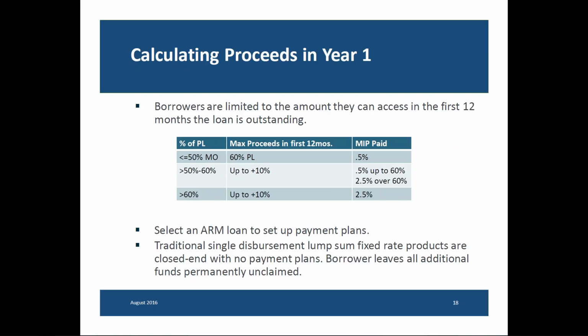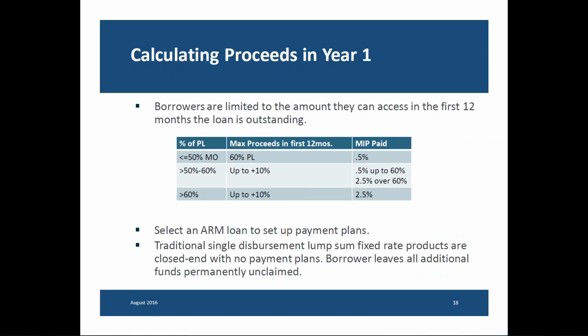Now the middle there, let me touch that because that'll kind of clarify it and bring it all together for you. The middle is the only group with a choice. If they're anywhere from greater than 50% up to 60%, they could get maximum proceeds up to the PL plus 10%, and they have an option of drawing an additional 10% over and above the monthly obligations. But they do have an option on what they want to do. If they go up to 60% of monthly obligations, it would be 0.5%. Over 60% would be 2.5% in MIP.